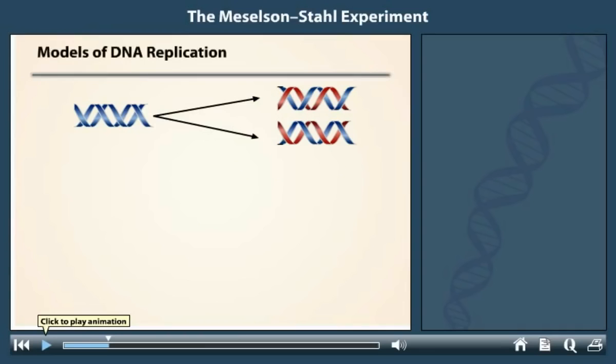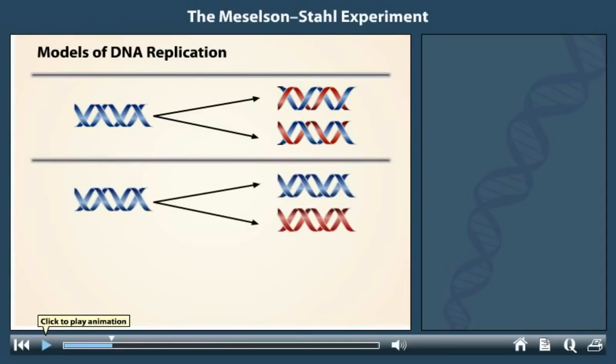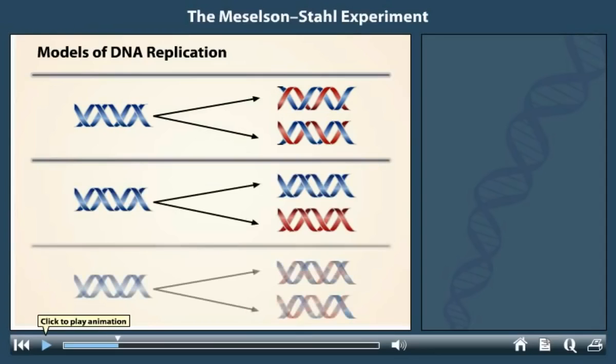There are other models to consider as well. For example, the old DNA molecule could be preserved and an entirely new DNA molecule could be produced from it. In yet another model, the result of replication would be two molecules with old and new DNA interspersed along each strand. From your knowledge of DNA replication, which one of these models is correct?